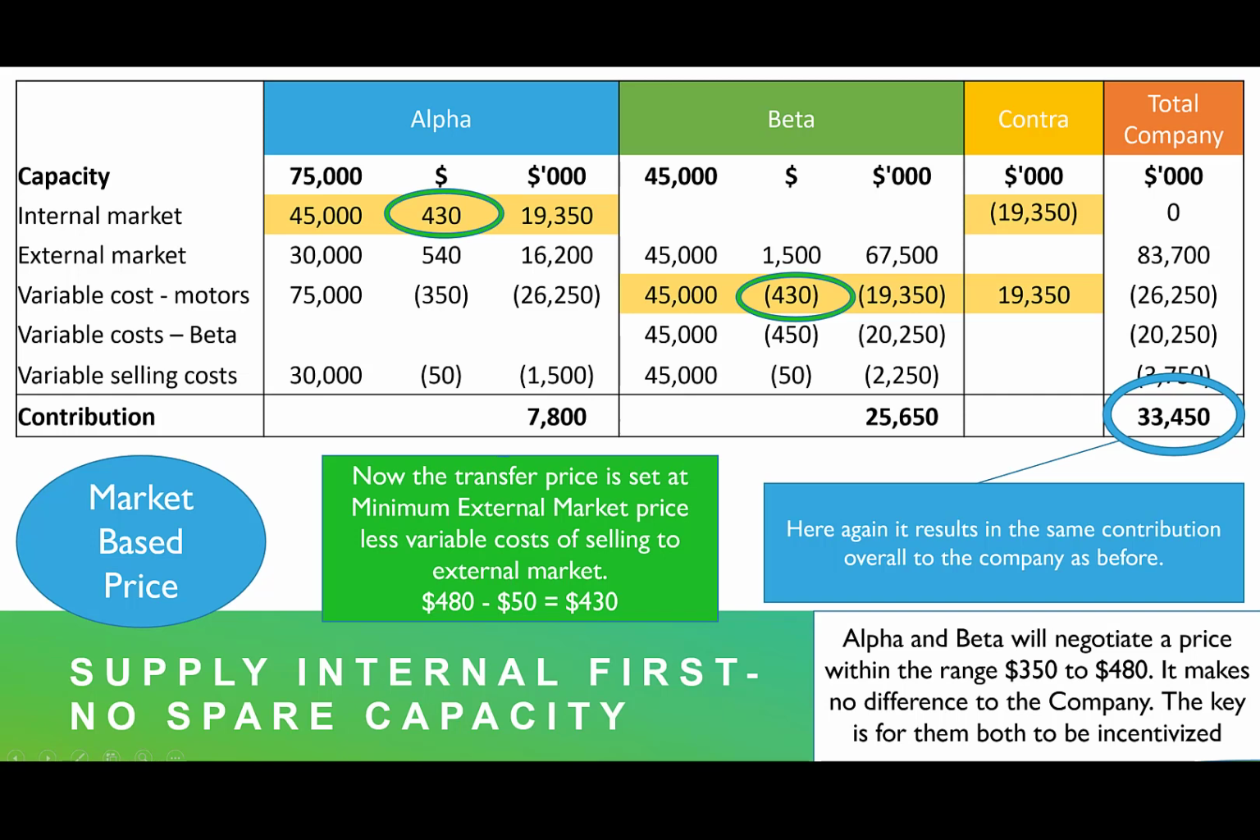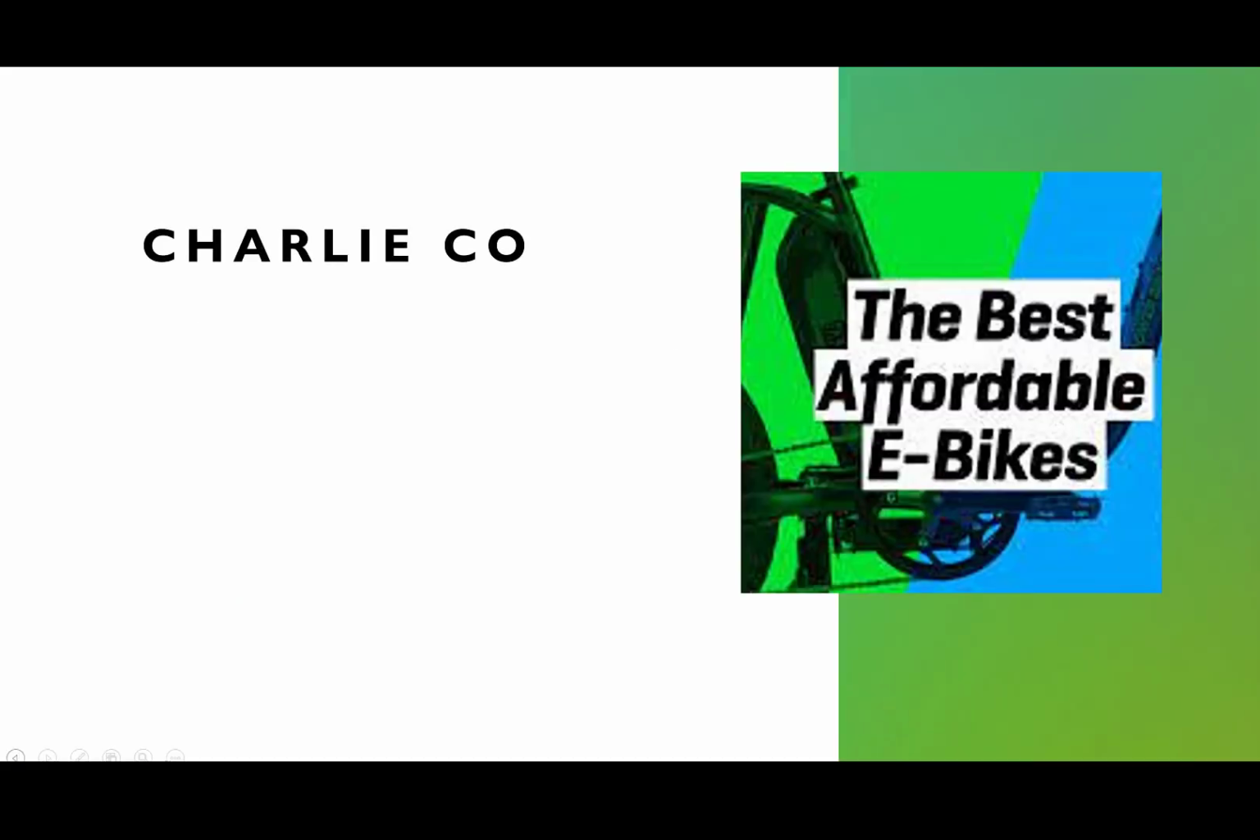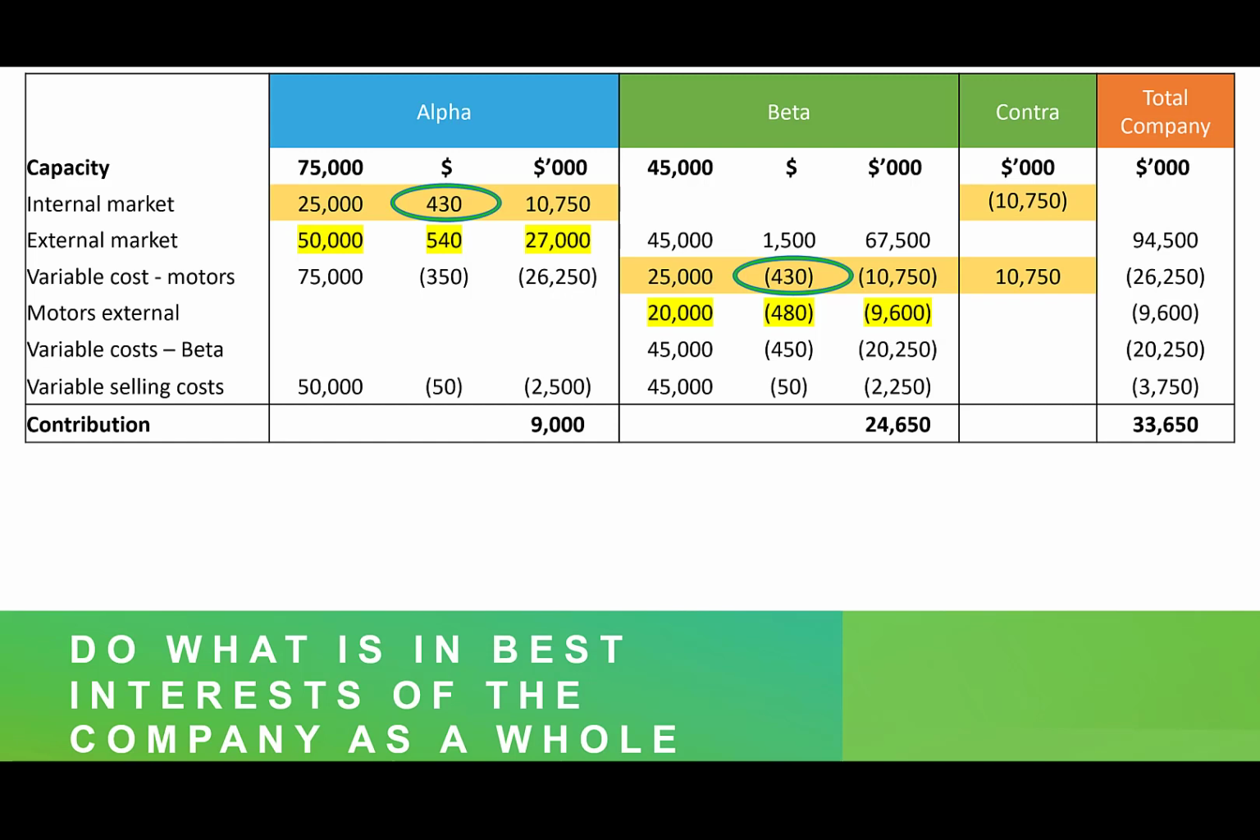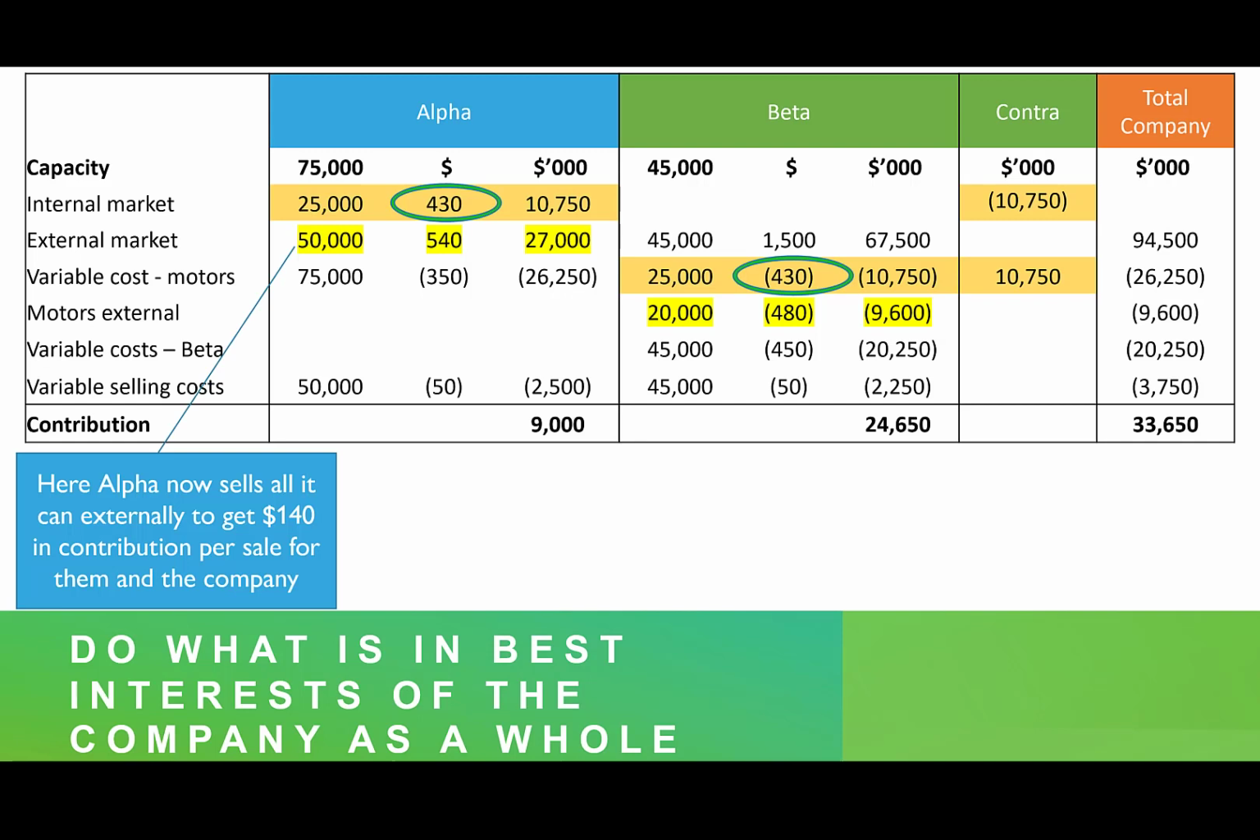So I've gone through all the three options: the marginal cost, the marginal cost plus the opportunity cost, and now the external market price. We're now going to change the scenario. So now the company decides to let the divisions source products how they want and set prices by negotiation. What would be the best for the company now, therefore? What we've got to do now is do what is best for the interests of the company as a whole. Here, Alpha now sells all it can externally to get the 140 in contribution per sale for them and the company.